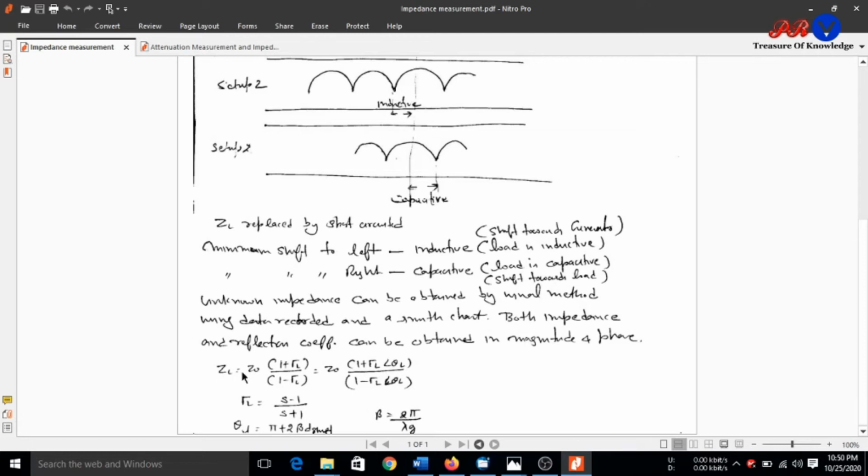Unknown impedance is equal to the characteristic impedance times 1 plus reflection coefficient divided by 1 minus reflection coefficient. And this reflection coefficient can be calculated from the standard relation (S minus 1) upon (S plus 1), where S is the VSWR. And how will we find this VSWR? This VSWR we already did in an earlier experiment, the third or fourth experiment, how to calculate VSWR of an unknown load.